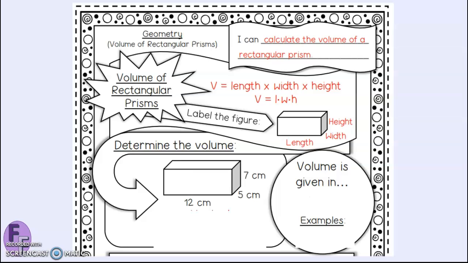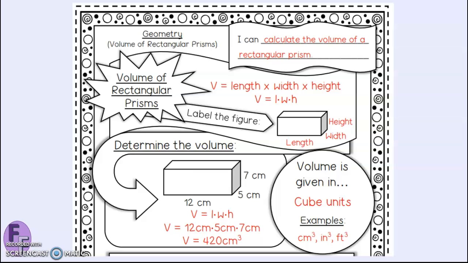First step is to write the formula, but remember that volume is given in cubic units. Examples would be centimeters cubed, inches cubed, feet cubed. First step again, write the formula. Volume equals length times width times height. Then substitute in the numbers, 12 times 5 times 7. This would give you 420 centimeters squared.